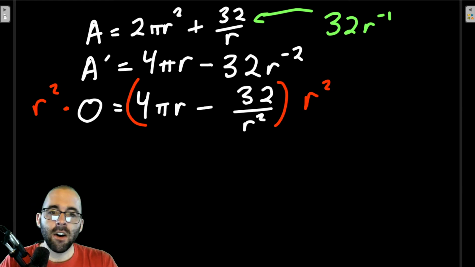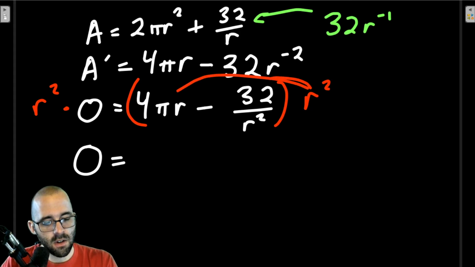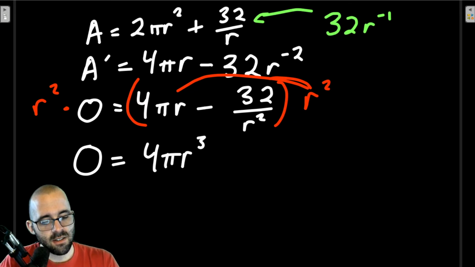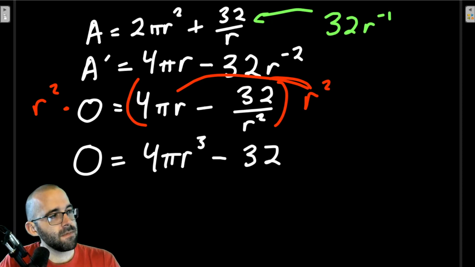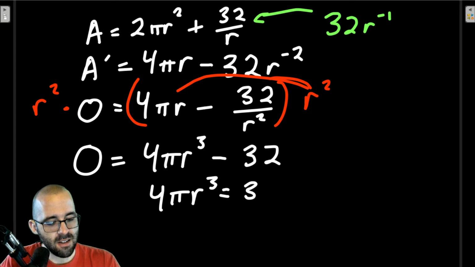Left-hand side, r squared times 0, that's a big fat 0. Right-hand side, we do need to distribute. So on the left, 4 r pi times r squared is going to be 4 pi r cubed. Lot of similarities with the last problem. And in the second term, the r squareds cancel. We're just left with 32. Add 32 to both sides. We're going to get 4 pi r cubed equals positive 32.